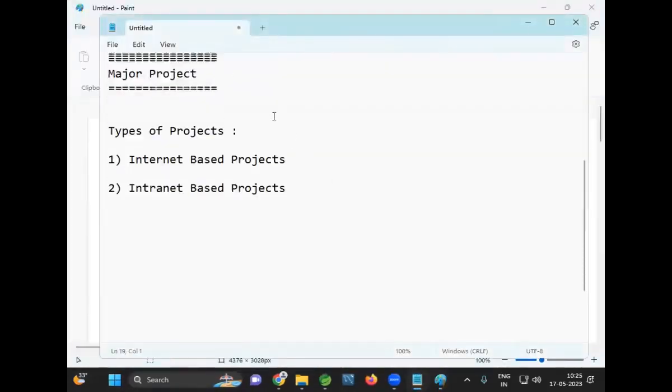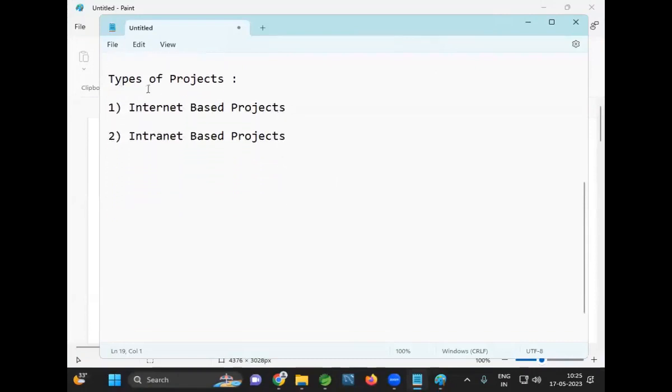So in the companies, we can see two types of projects, guys. First one is called internet-based projects. Second one is called intranet-based projects. These intranet-based projects are also called portals. Internet-based projects, nothing but everybody can use that project.